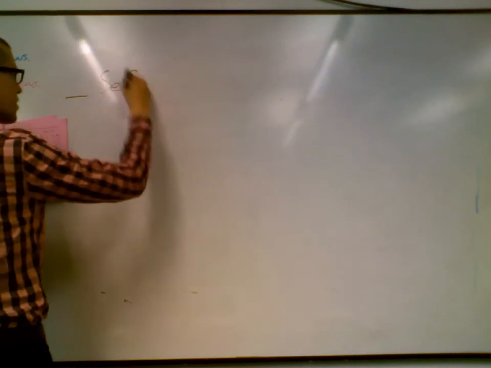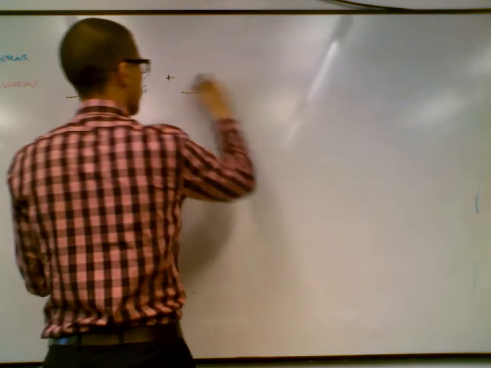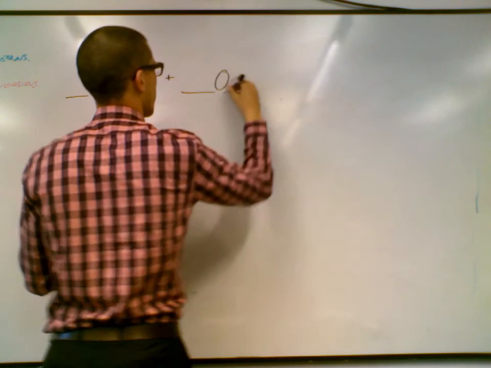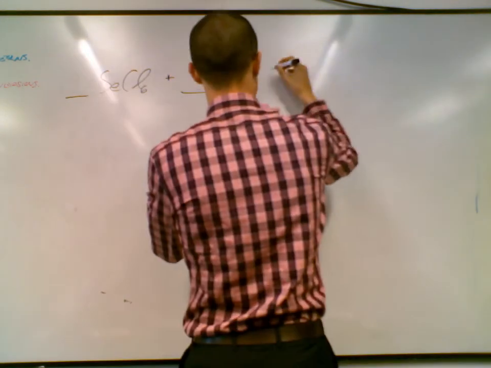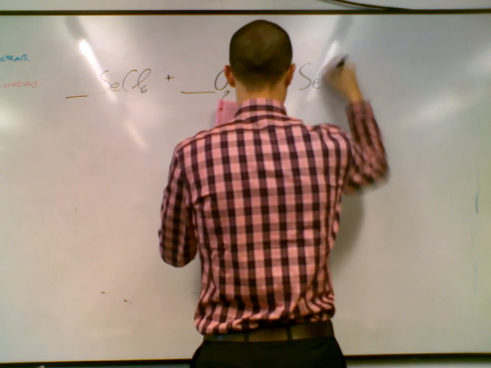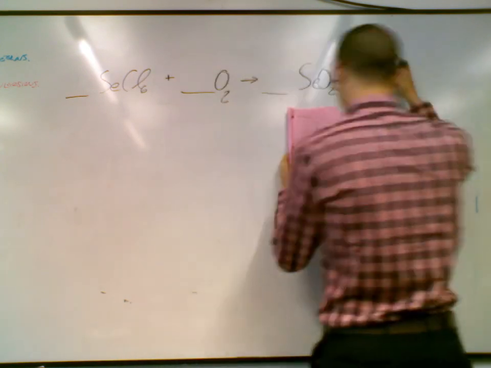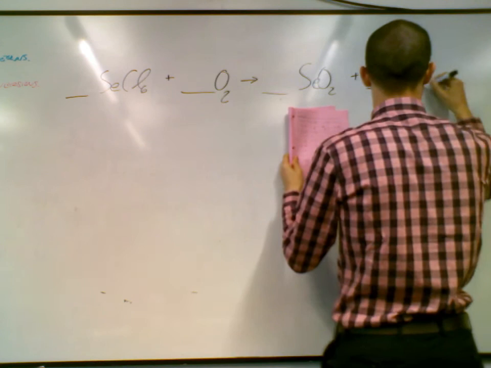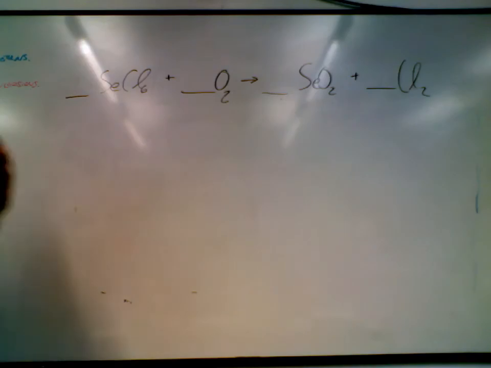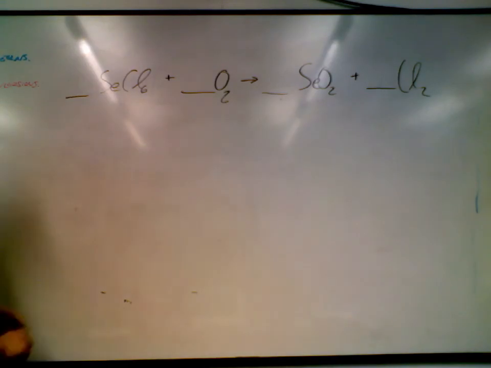Let's look at another one. How about number 10? Yeah, let's do number 10. Okay. So number 10 is blank SeCl6 plus blank O2 gives blank SeO2 plus blank Cl2.